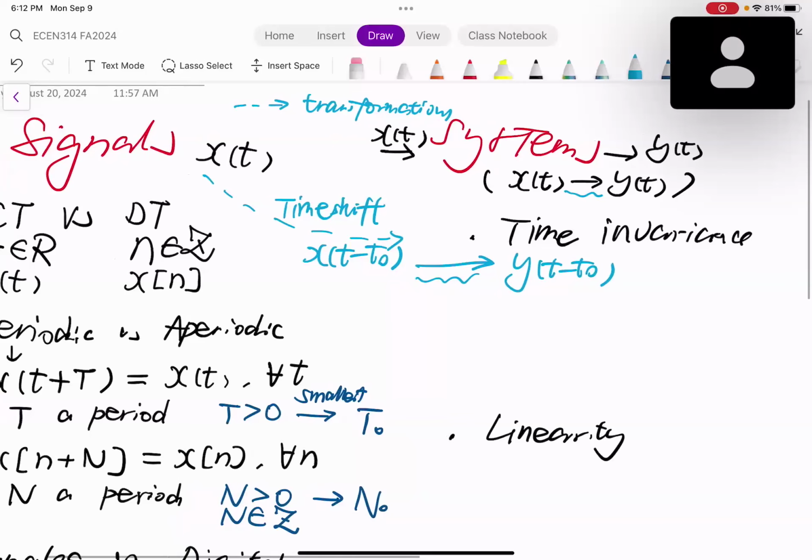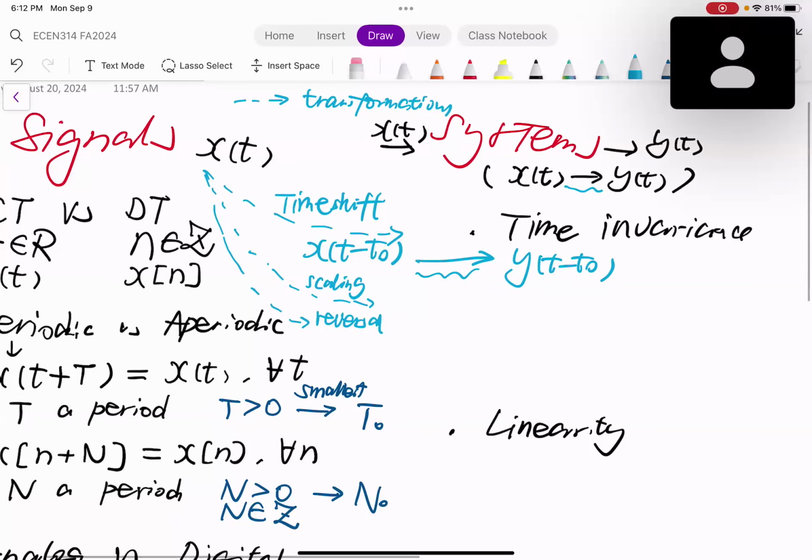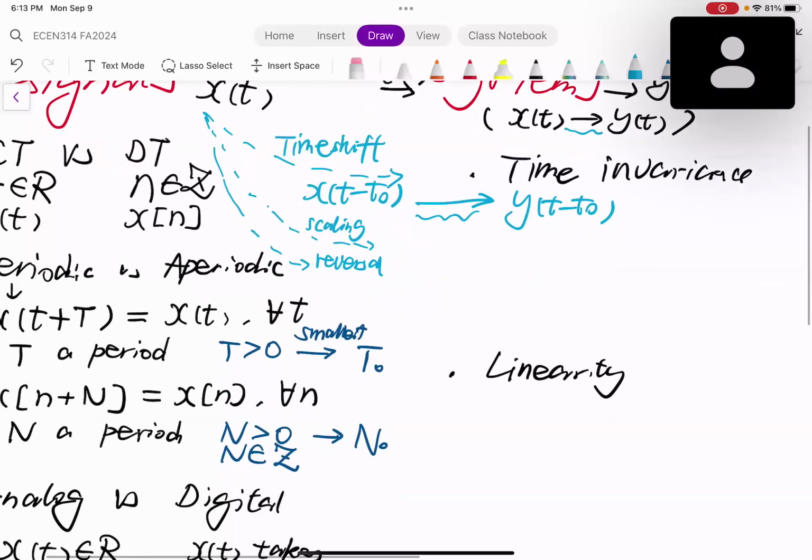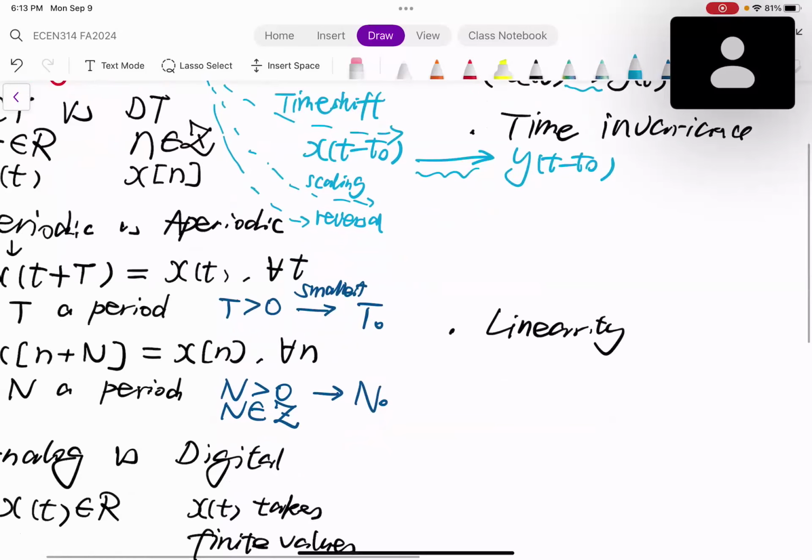But also keep in mind that we have other elementary transformations that have nothing to do with the system properties here. For instance, time scaling and time reversal. We'll give you more examples, but they have nothing to do with these system properties. In fact, if your system scales or reverses time, you will find out that the system is no longer time invariant. We'll see that, okay?